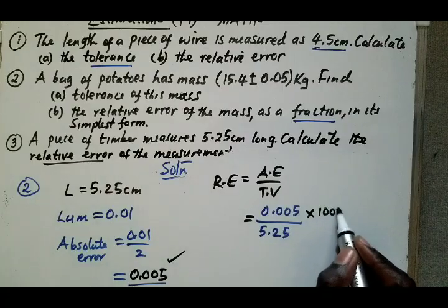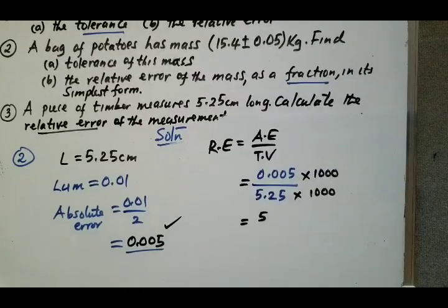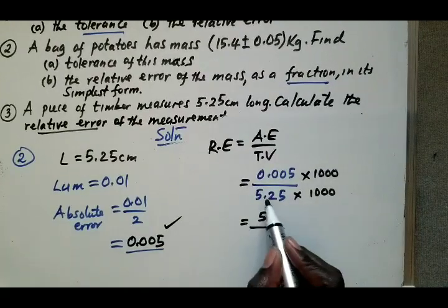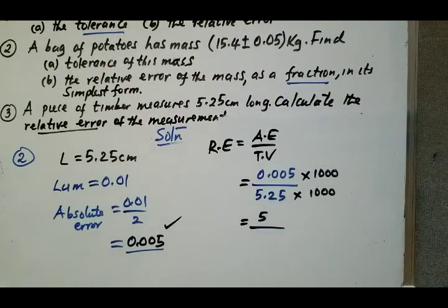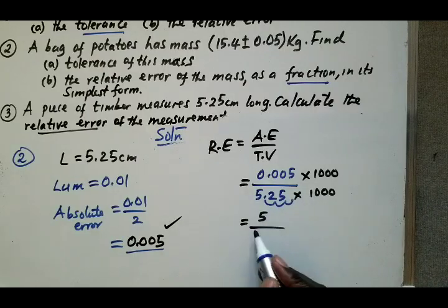So I'll multiply by 1000. At the bottom, I'll multiply also by 1000. So when I multiply by 1000, I'm just remaining with a 5 over here. You are moving the decimal point forward. How many times? 3 times: 1, 2, 3. So you have 5250. That's what you're going to have.